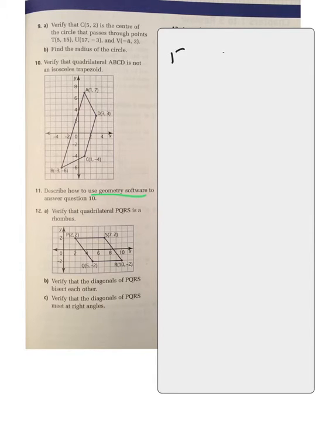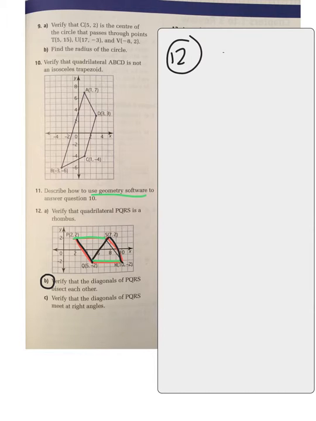Verify that PQRS is a rhombus. So again, we're going to find out all four lengths. We're going to prove they're all the same, and then we're going to find out all four slopes. We're going to prove that this slope is parallel to that one, and of course that this one is parallel to that one.